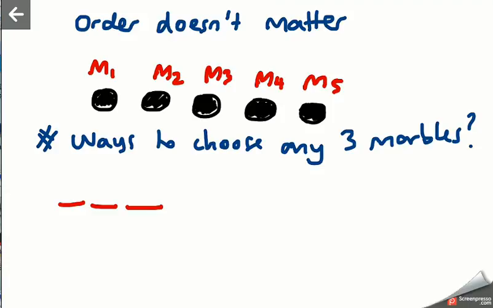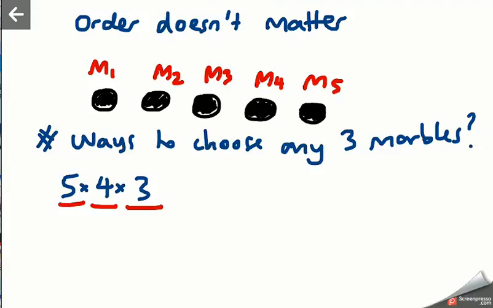Well, we could take marble 1 first, or marble 2, or marble 3, or marble 4, or marble 5. That gives us a total of 5 different choices for the first spot. Now, no matter which of those 5 choices we made for the first spot, we've still got 4 different marbles that we can choose for the second spot. And after we've chosen one of those 4, we've got a total choice of 3 different marbles for the third spot. So that gives a total of 5 times 4 times 3 different ways to choose 3 marbles in a certain order out of the 5.